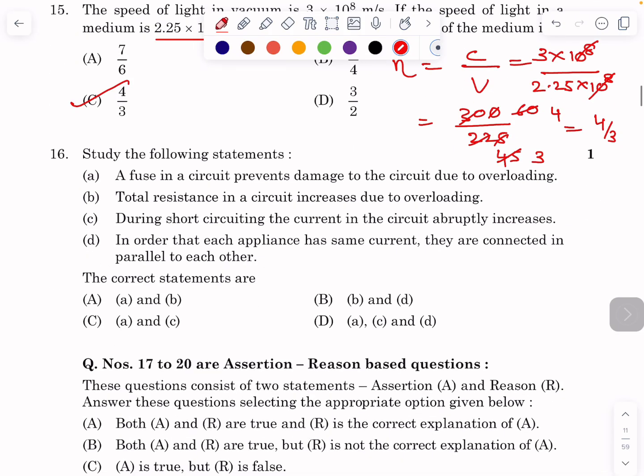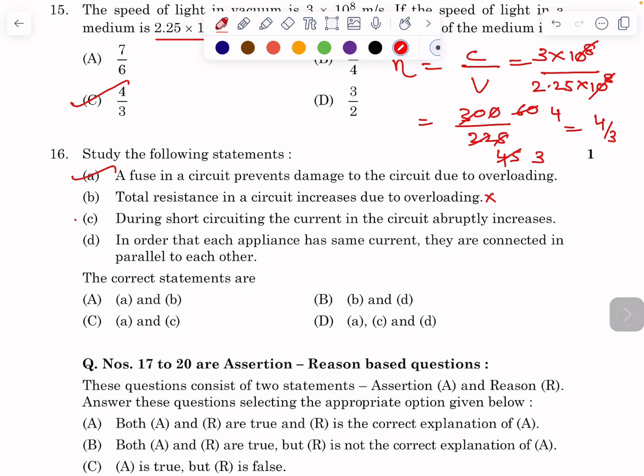Okay, next one, study the following statements. A, B, C, D are there. A fuse in a circuit prevents damage to the circuit due to overloading. Yes, this is correct. Total resistance in a circuit increases due to overloading. So this is not correct.